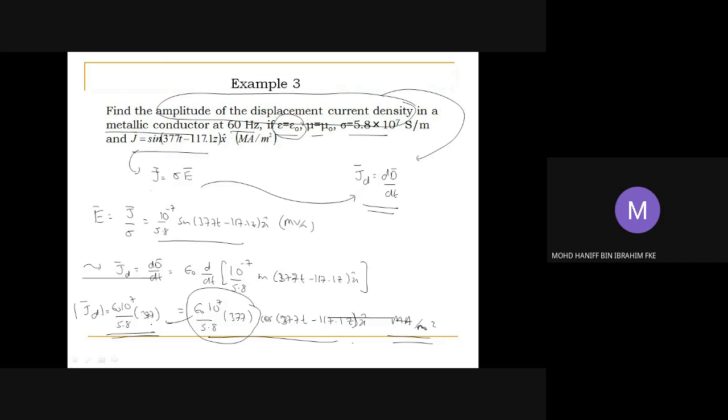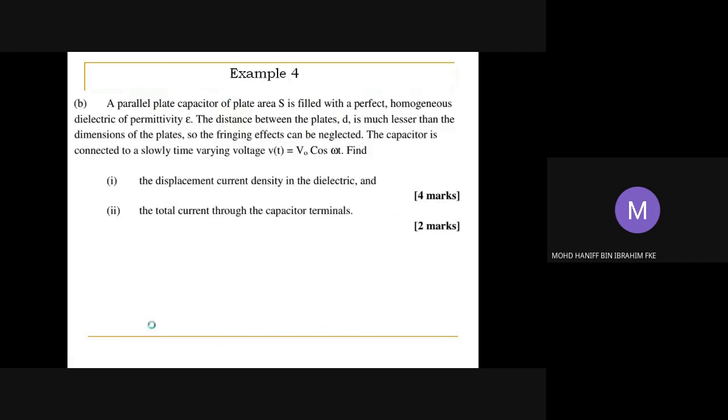So I think that should be a straightforward problem. We just need to find the E field, and from the E field then you can find the displacement current density. Okay, is that clear on this example number 3? Hopefully I made it clear to you on this concept. So I think we can just proceed with example number 4 here.